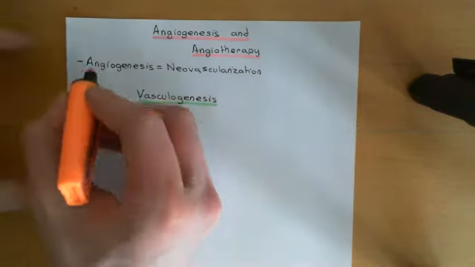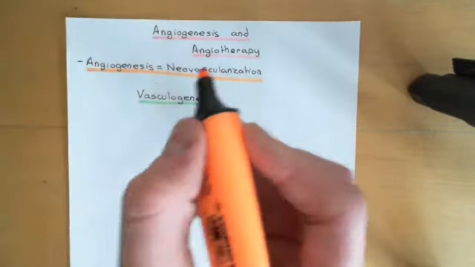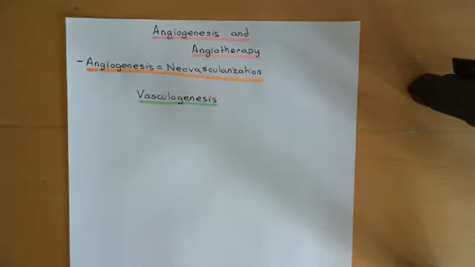We are going to concentrate on angiogenesis, which is also called neovascularization, which is the creation of new blood vessels from existing ones. That is the key thing here. We're not just creating them from scratch. We are basically making little extensions of existing ones. So that's the process we're going to look at, angiogenesis, also called neovascularization.